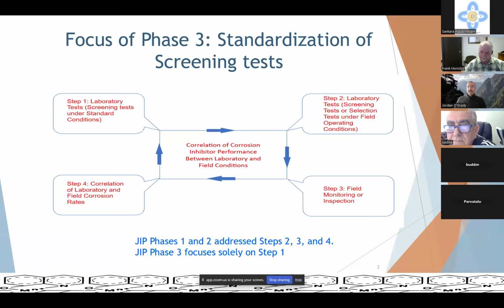This is demonstrated by this mind map on this slide, where between phase 1 and 2 of the JIP, we were largely focusing on step 2 on the top right hand side of the screen, step 3 and step 4, which focused on screening and selection tests under field conditions and trying to understand what those operating boundaries or windows were.